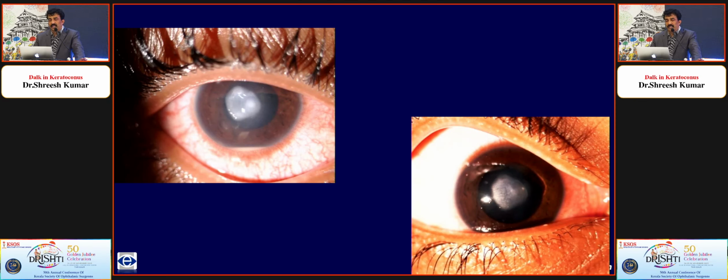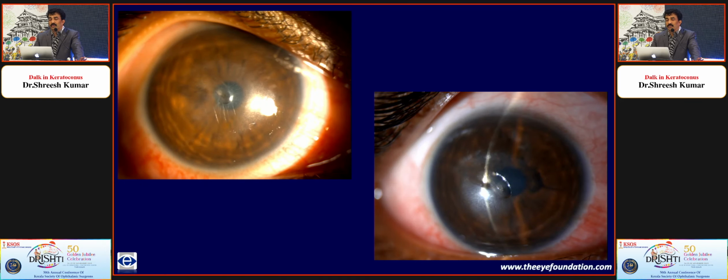And another indication is, as I have mentioned, this is actually post CXL infective keratitis, which has healed well with a dense scar right in the center. And the BCVA is poor. In such cases, you can go ahead and do a DALK.